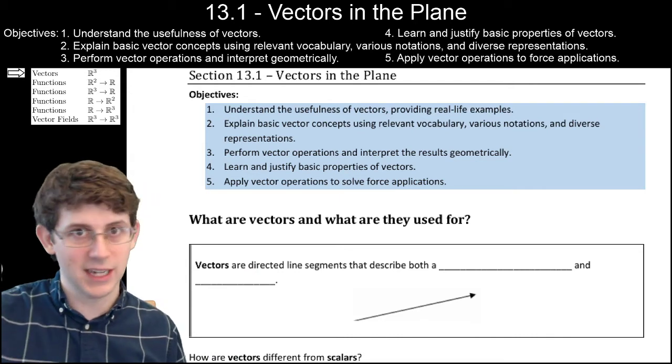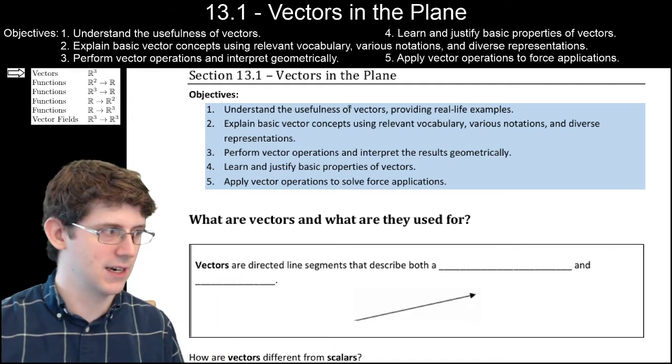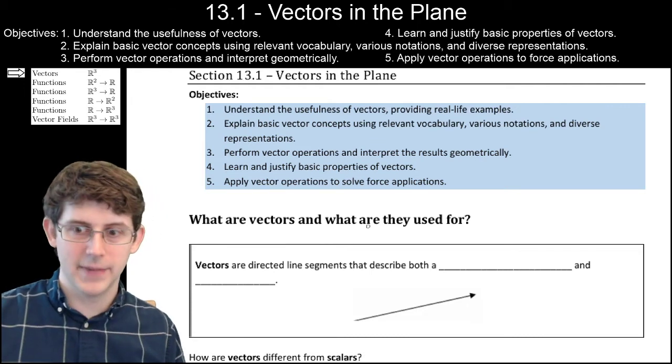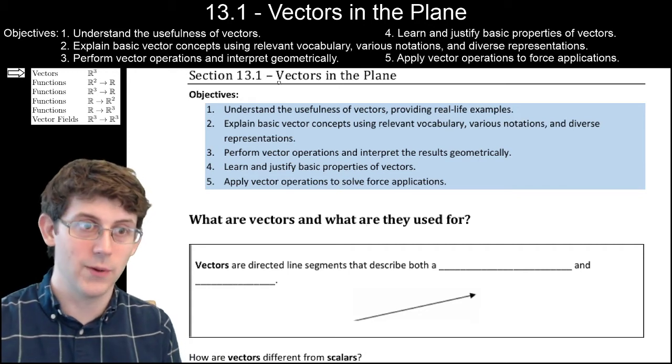Also, every section has the objectives for the section up at the top. So you can check them off in your mind as you go: what are we doing and why are we doing it? And these are the same objectives that are here at the top of the notes for the section. I just try to go through them as quickly and efficiently as I can. So let's go. This is 13.1, vectors.